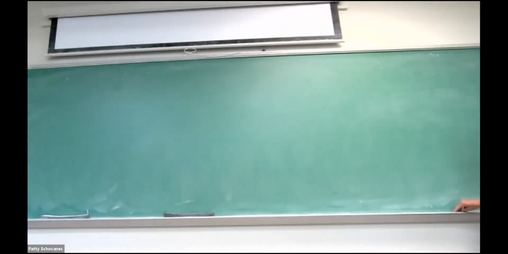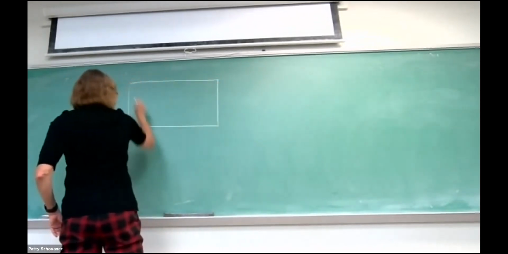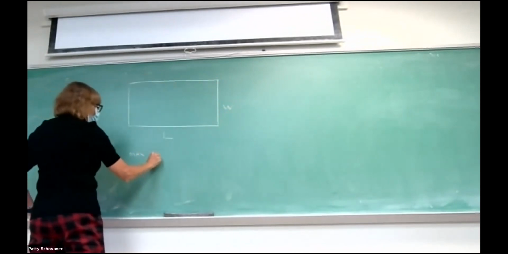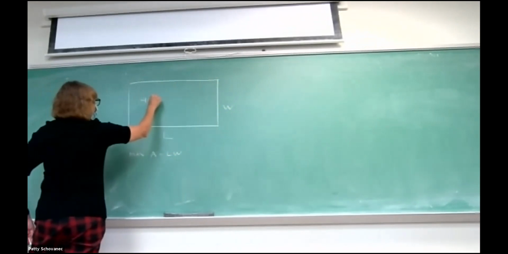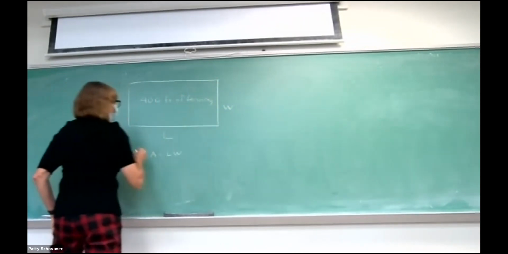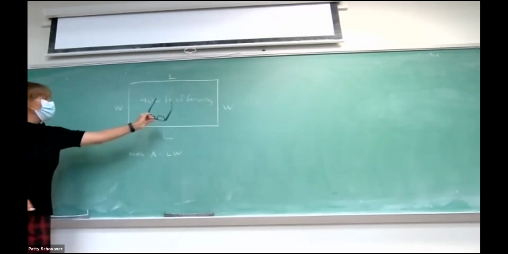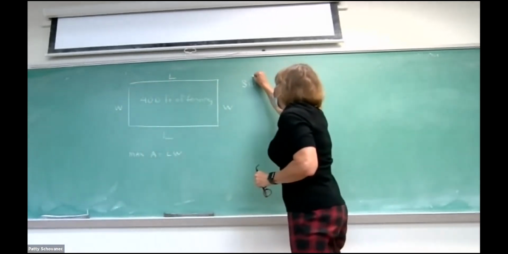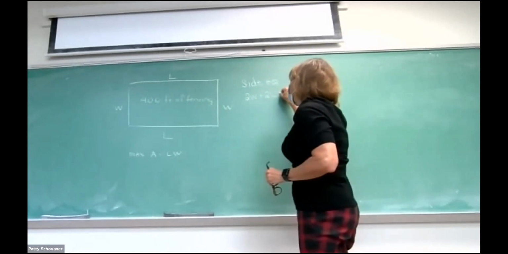Okay, so here's what we have. A length and a width, and you want to maximize the area. We're going to use a side equation. We have 400 feet of fence. So in our picture, the fence goes all the way around the perimeter, so we need lengths of L plus L plus W plus W. So we have a side equation. It looks like 2W plus 2L is the 400.